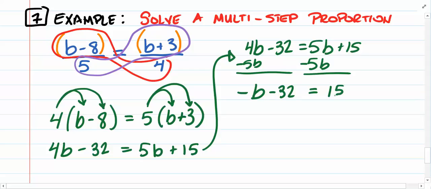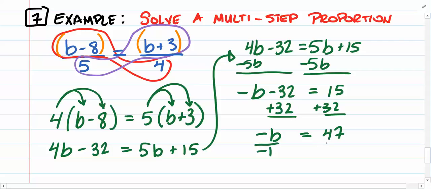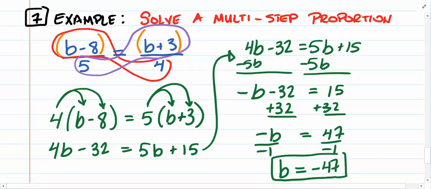Now, I want to get b by itself, so I'm going to add 32 to both sides. Add 32 to both sides of my equation, and I get negative b is equal to 15 and 32 is equal to 47. But I don't want negative b, I want b by itself. So I'm going to multiply both sides by negative 1 or divide both sides by negative 1. Either way, it's fine. So I'll go ahead and divide by negative 1. And we get an answer that b is equal to negative 47. And that is how we would solve a multi-step proportion. The key is to consider this and this as a single number and not to break them up.